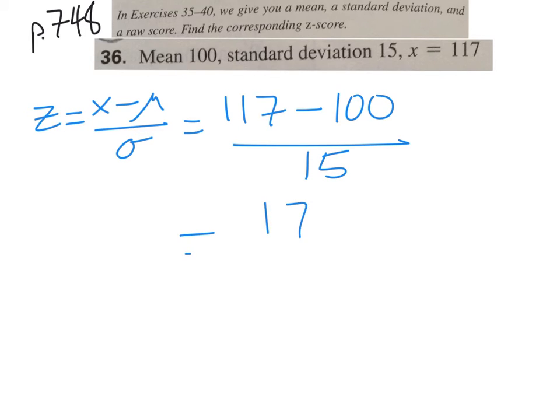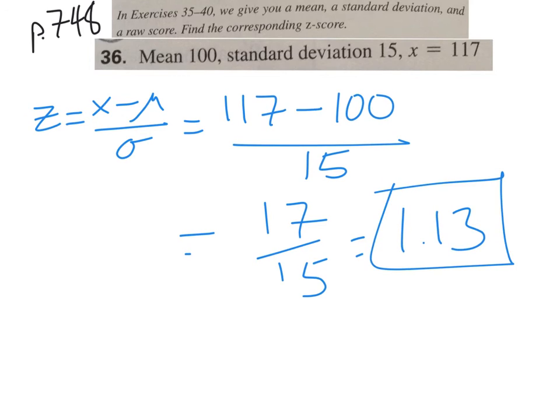All we're doing is plugging these pieces into the formula. We get 17 over 15, and z-scores are often rounded to 2 decimal places, so we're going to call this 1.13. So there you go, that's our z-score. And again, tying this all together, in your data set you have some mean and some standard deviation. The raw score of 117 is 1.13 standard deviations above the mean.